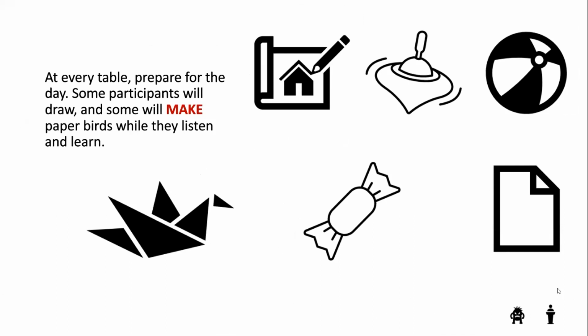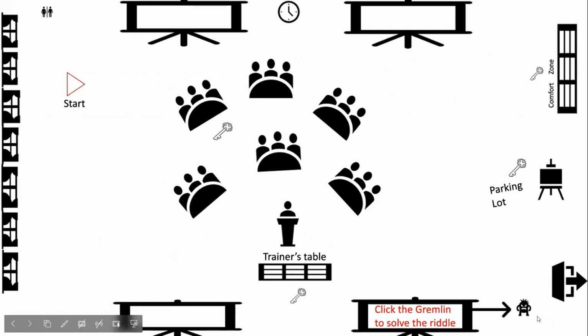In the chat, do you want to try to guess or do we want to go back to the training room and do the last clue? Training room. Back to the training room. Okay, where's the last place we need to go? Let's see, we've been to the participants table, the comfort zone, the parking lot. Now we need the trainers table.